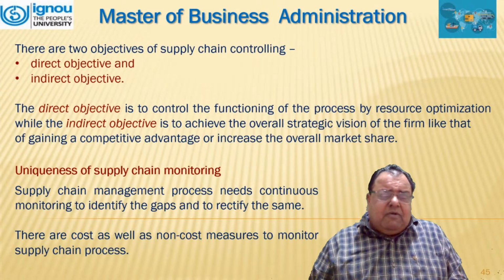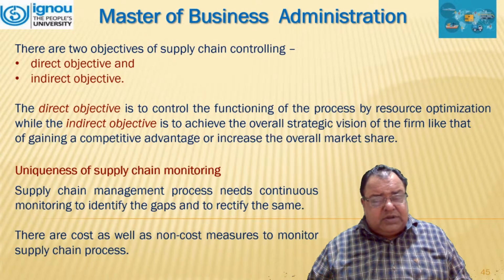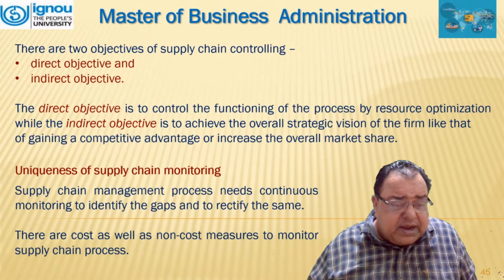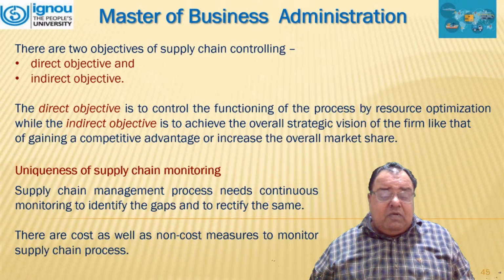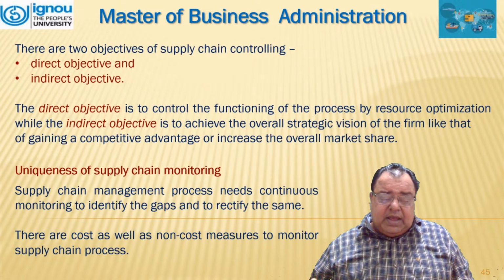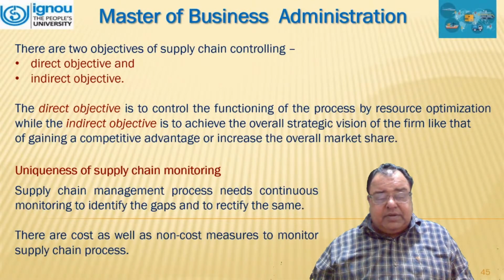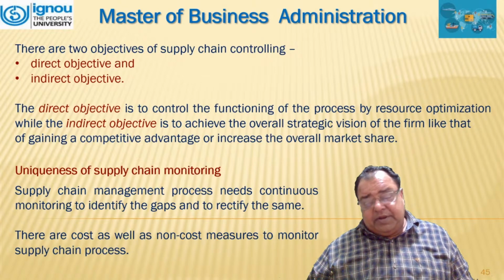The direct objective is to control the functioning of the process for resource optimization, while on the other hand, the indirect objective is to achieve the overall strategic vision of the firm, that of gaining a competitive advantage to increase the overall market share. What is the uniqueness of supply chain monitoring?